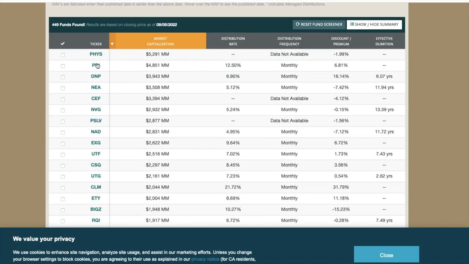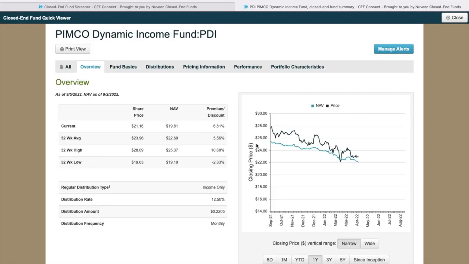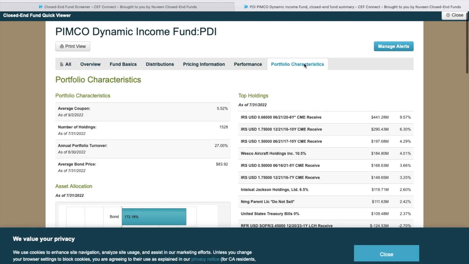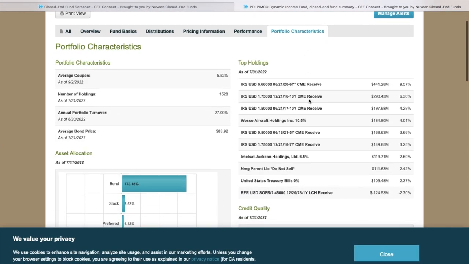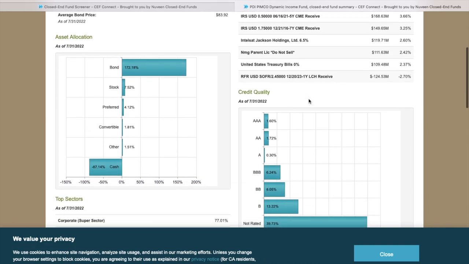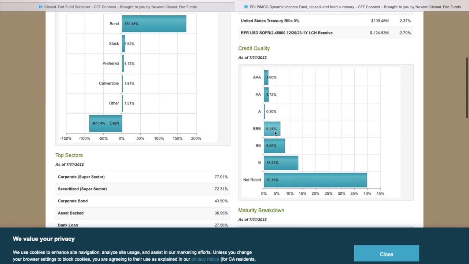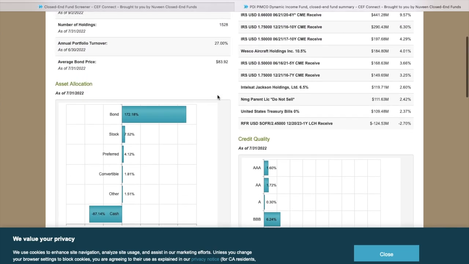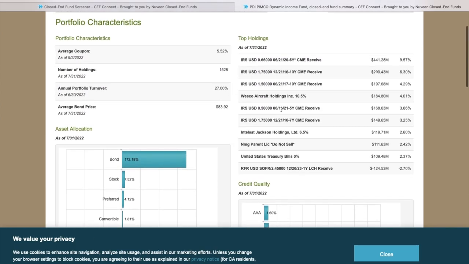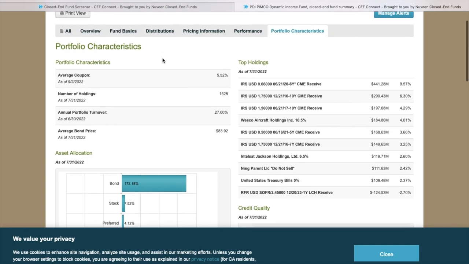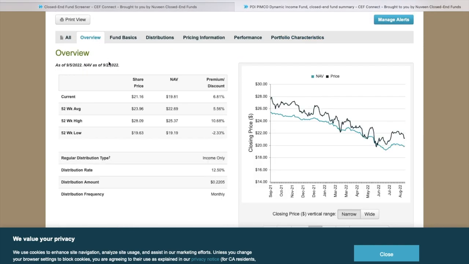Now PDI, this is a good one that I like. And you can see portfolio characteristics on it. Basically, this one's bonds, so you can see the different ratings of the bonds. And you can kind of see their top holdings. And on the overview, it's pretty much paying out 12.5%, 0.2205. You can see the share price.